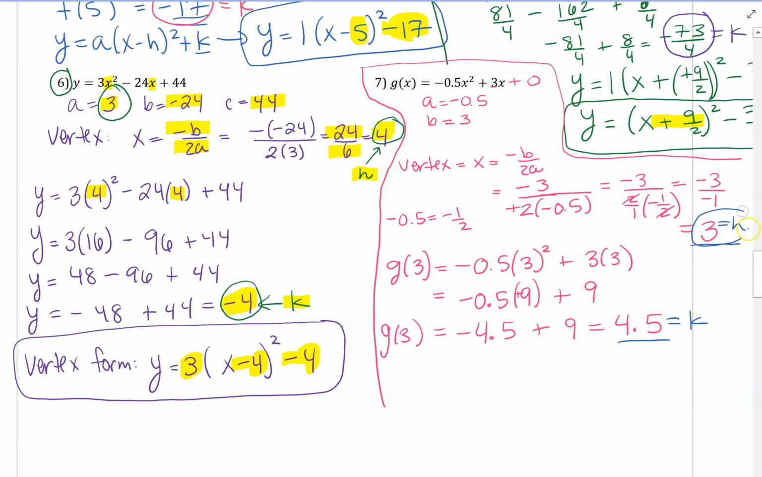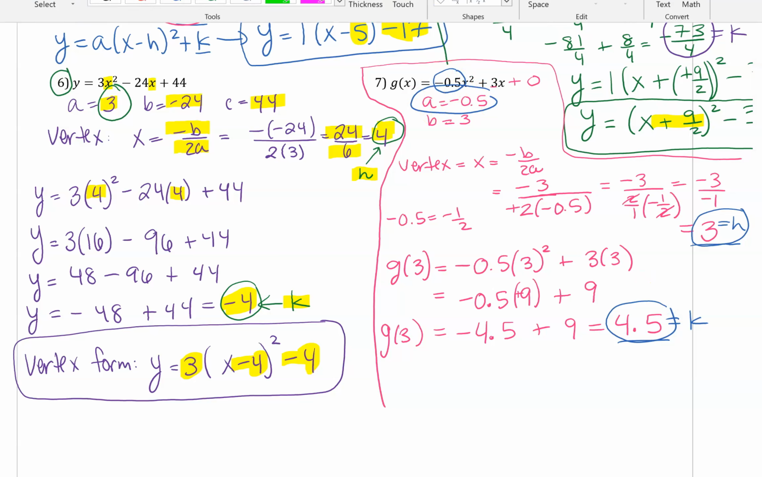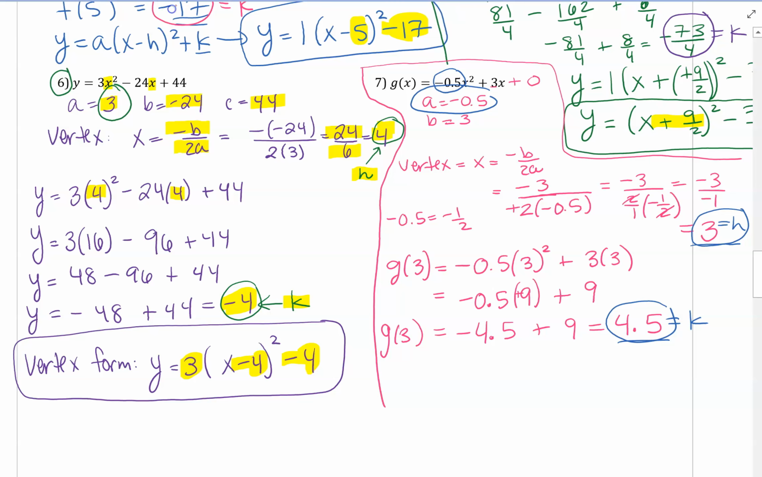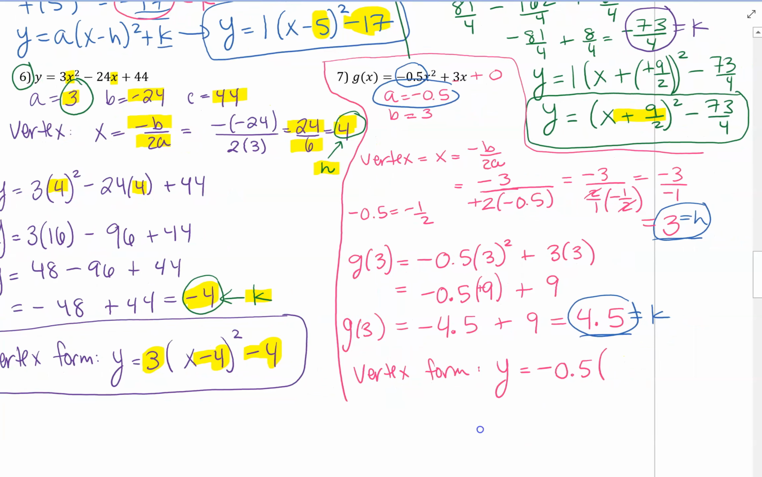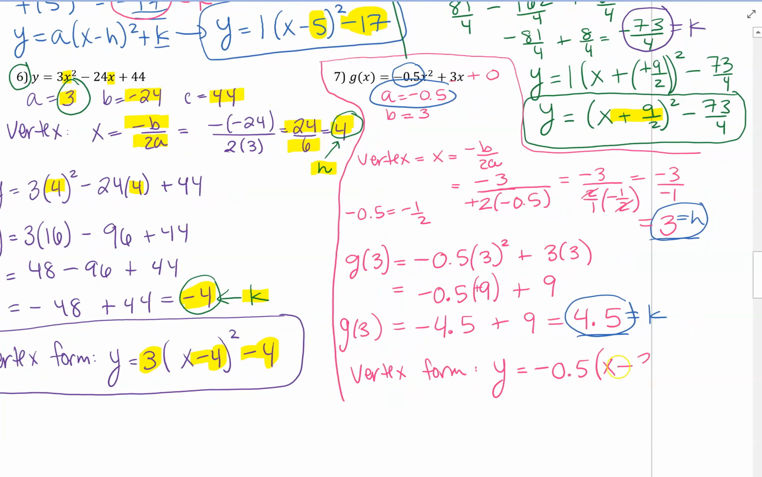So again, I now know h and k, and I knew a from the beginning, because a in standard form is the same a as in vertex form. And so all I have to do now is plug in my pieces. So my vertex form equation for this one would be y equals negative 0.5 times the quantity x minus h, which is 3, squared, plus k, which is plus 4.5. And there's our final answer for number 7.